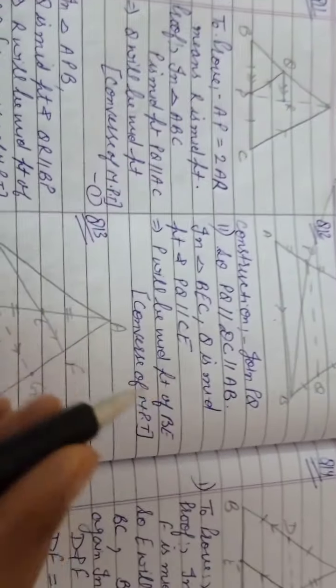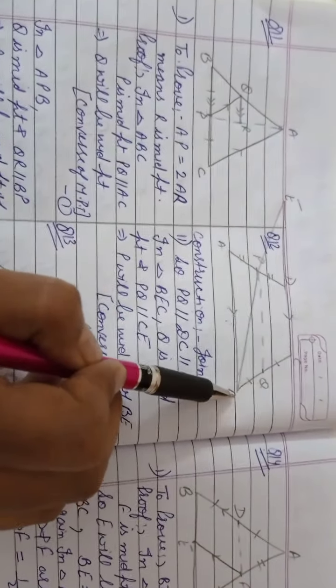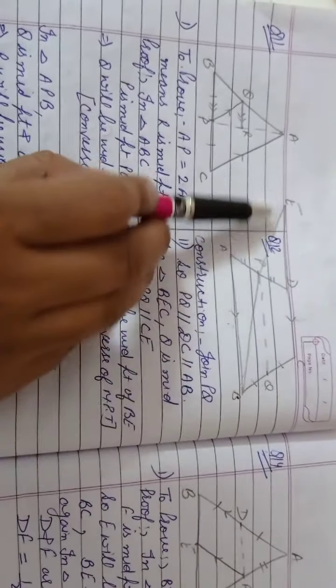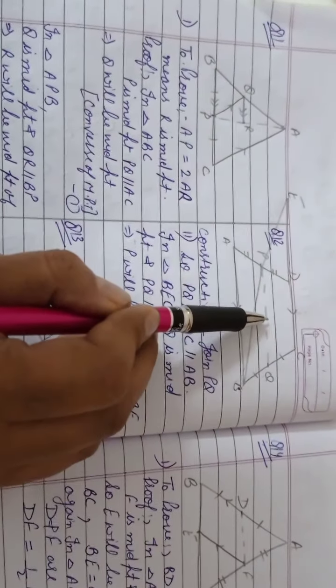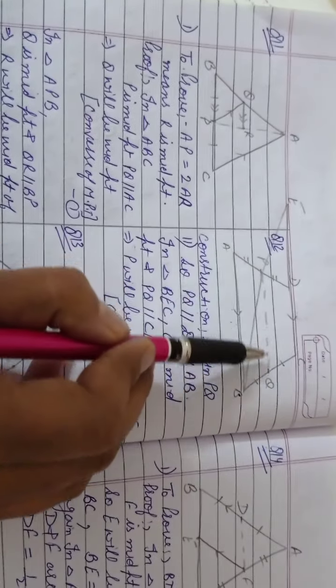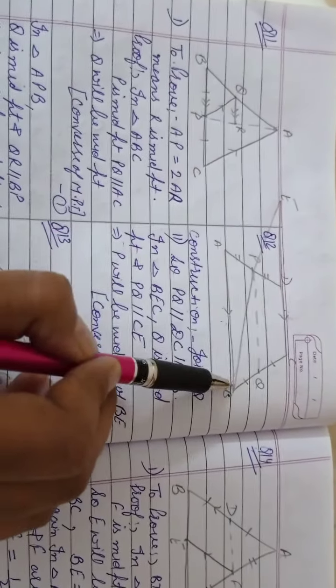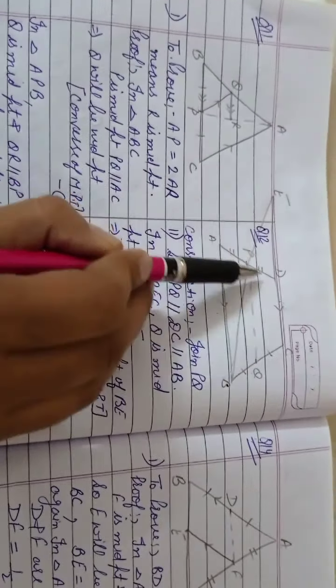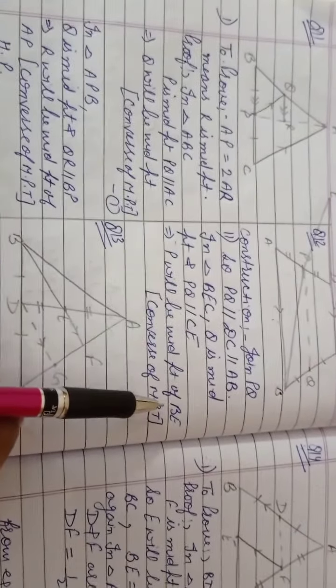Now we need to prove P is midpoint of BE. For this you take triangle BEC. Take this triangle. In this triangle Q is midpoint and this side is parallel to this side. Fine. Q is midpoint and this side is parallel to this side. It means P will also be the midpoint of BE. Reason: converse of MPT. So I wrote here, that's what you have to prove.